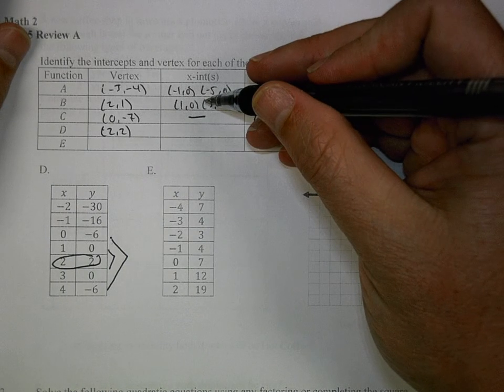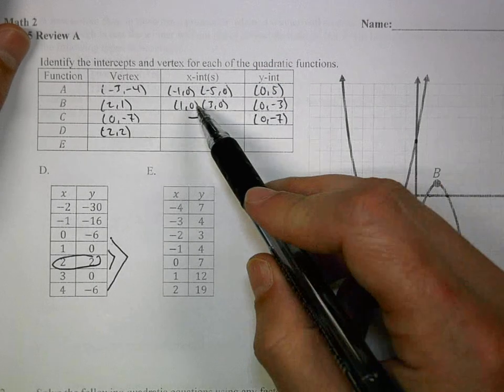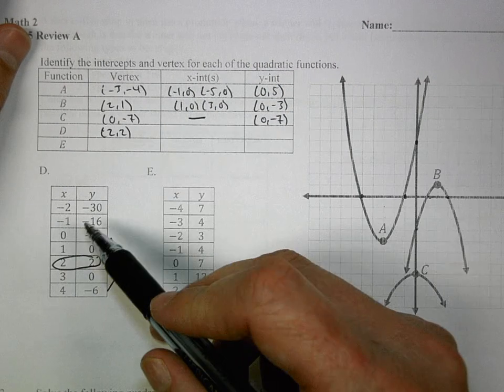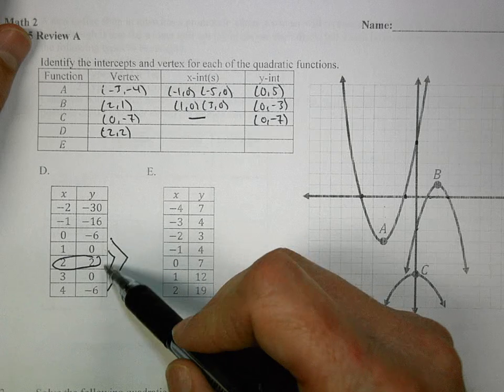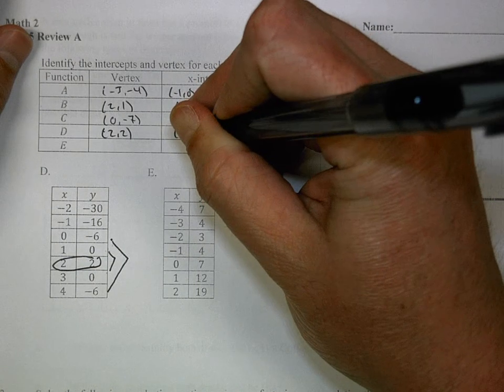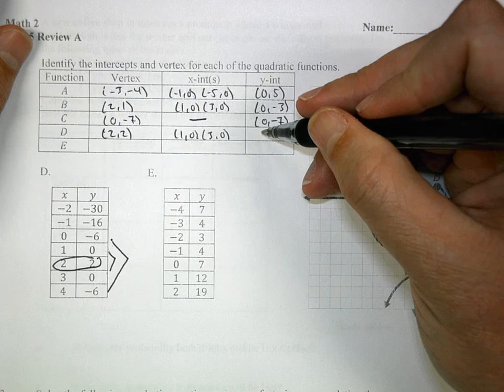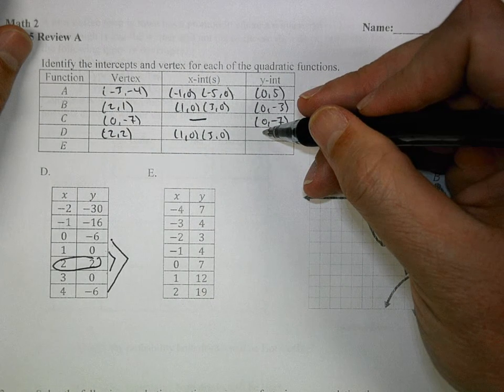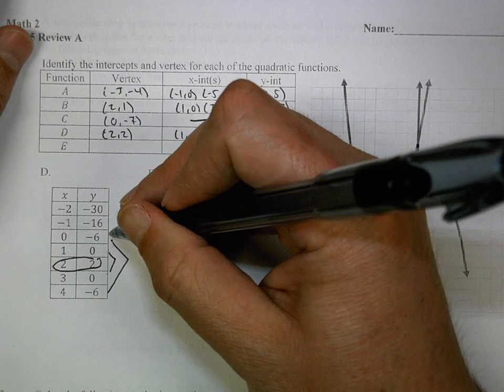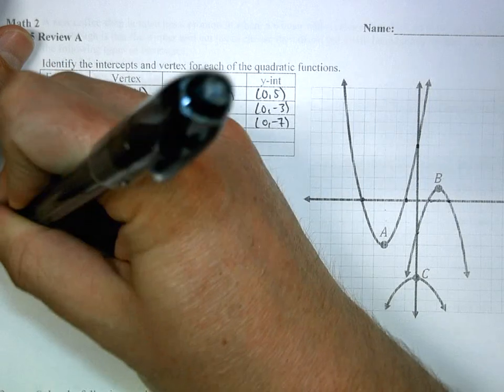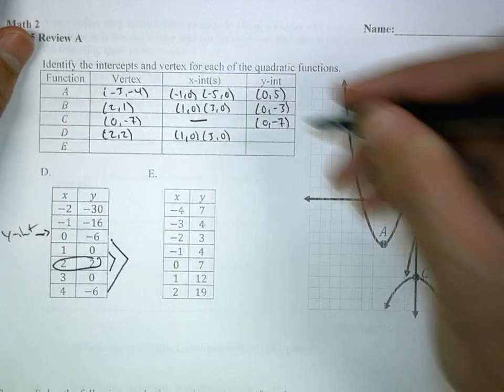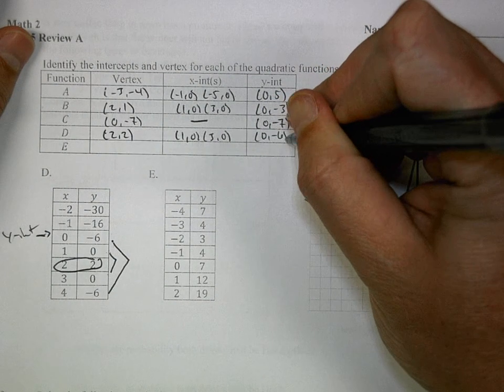The x-intercepts is where we cross the x-axis, or in other words, where y is equal to 0. And we have those at these points right here. So that would be at 1, comma 0 and 3, comma 0. And our y-intercept is the y value when x is 0. And we have this point right here. That's our y-intercept, 0, comma negative 6.